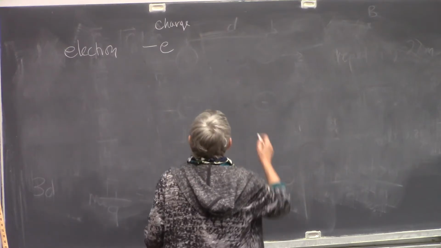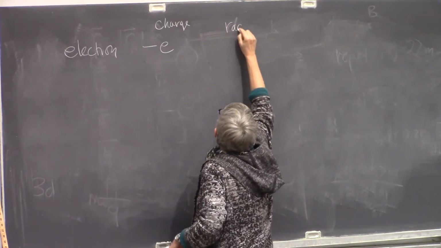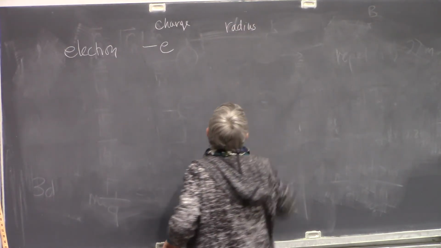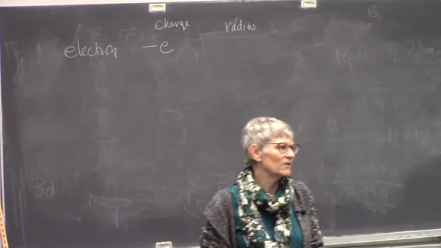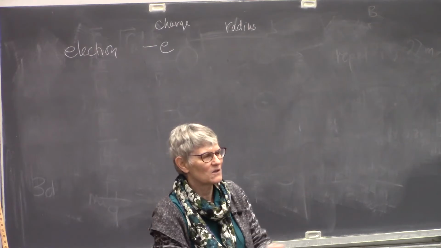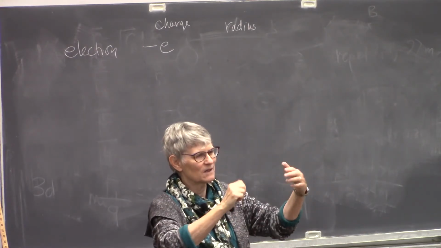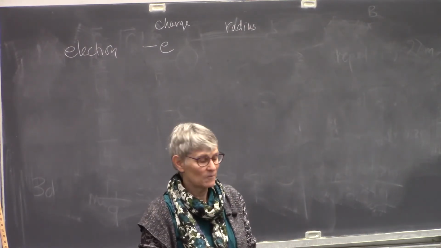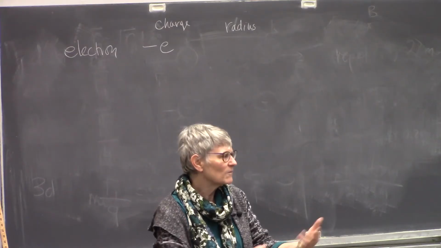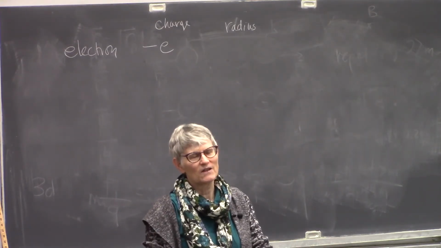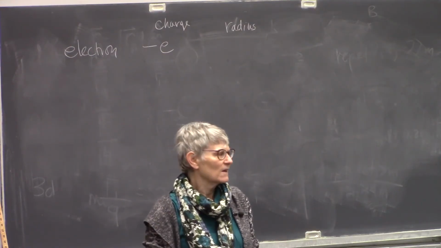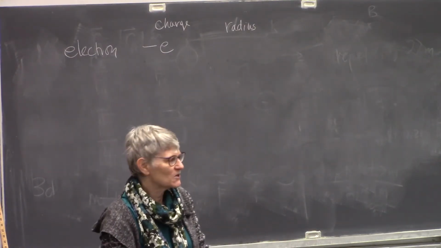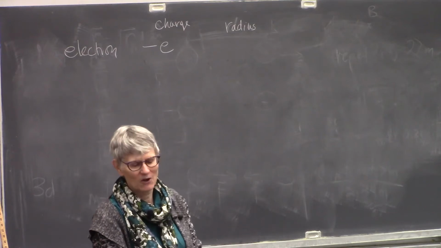Its radius is really small. In fact, it's too small to measure. We haven't got a measurement of the radius of an electron, really. We keep getting more lower bounds. There's actually one theory which suggests that the electron is truly a mathematical point, in which case we're never going to be able to measure its radius. But in any case, it's really small.